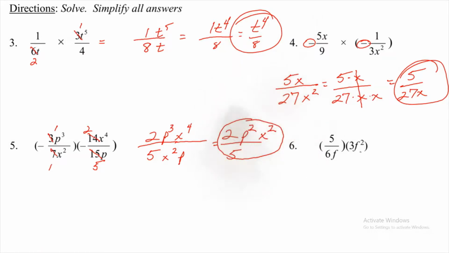And number 6, some people are going to be tricked by this because it looks like a whole number, but all whole numbers are over 1, right? So since it's over 1, we can cross simplify here. 3 and 6 become a 1 and 2.